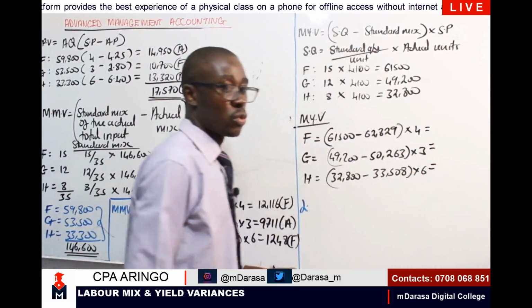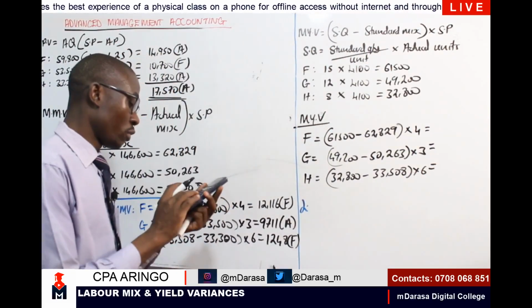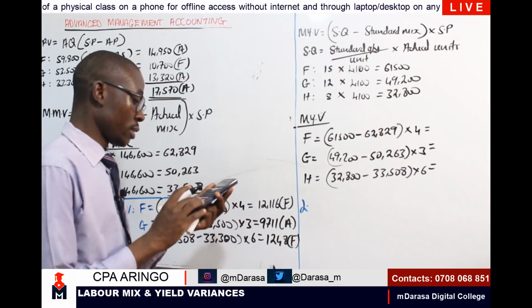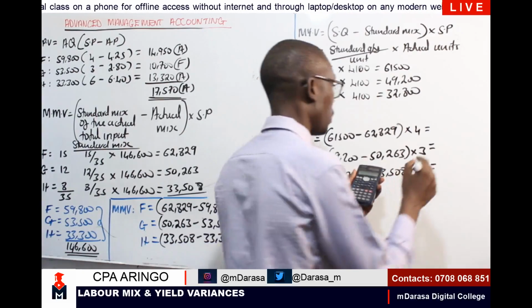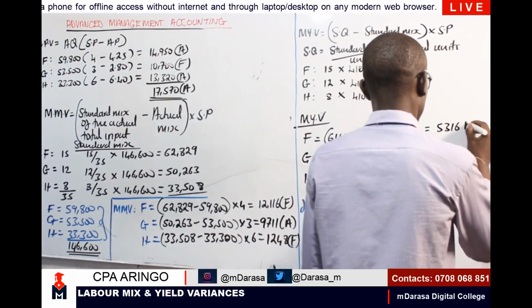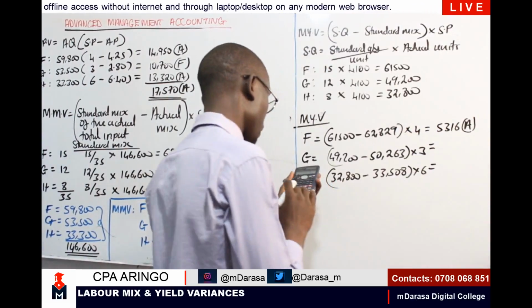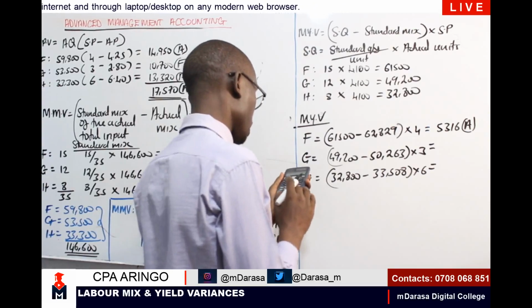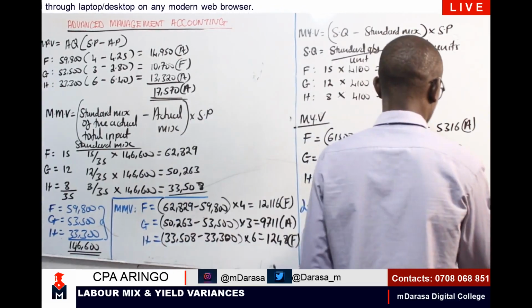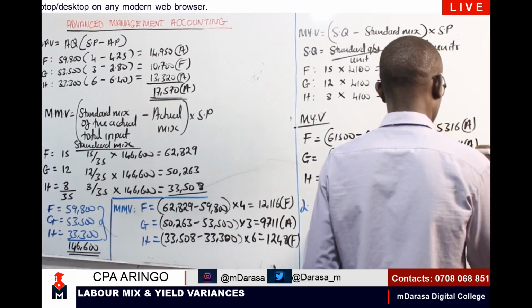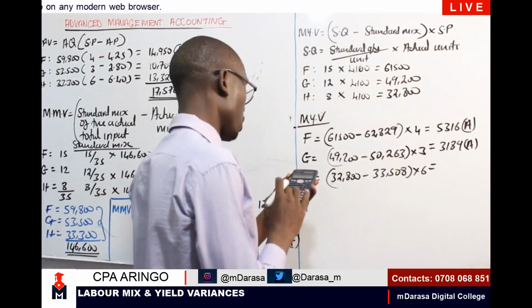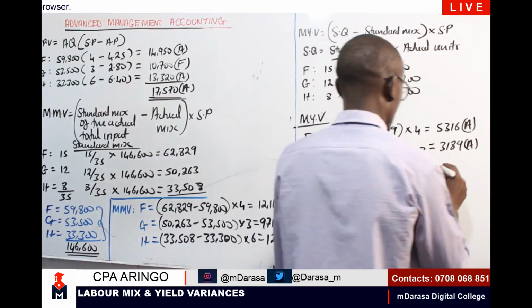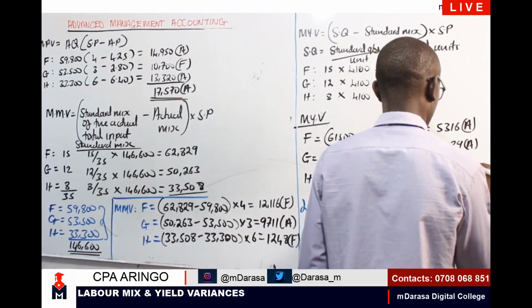So therefore, what will we be having as our variance? That will be, of course, 61,500 minus 62,829. We multiply by 4 to give us a variance of 5,316, which is adverse. Then I'm having 49,200 minus 50,263 times 3, which should give us 3,189, which is adverse. The other case, 32,800 minus 33,508 times 6, which should give us 4,248, which is also adverse.